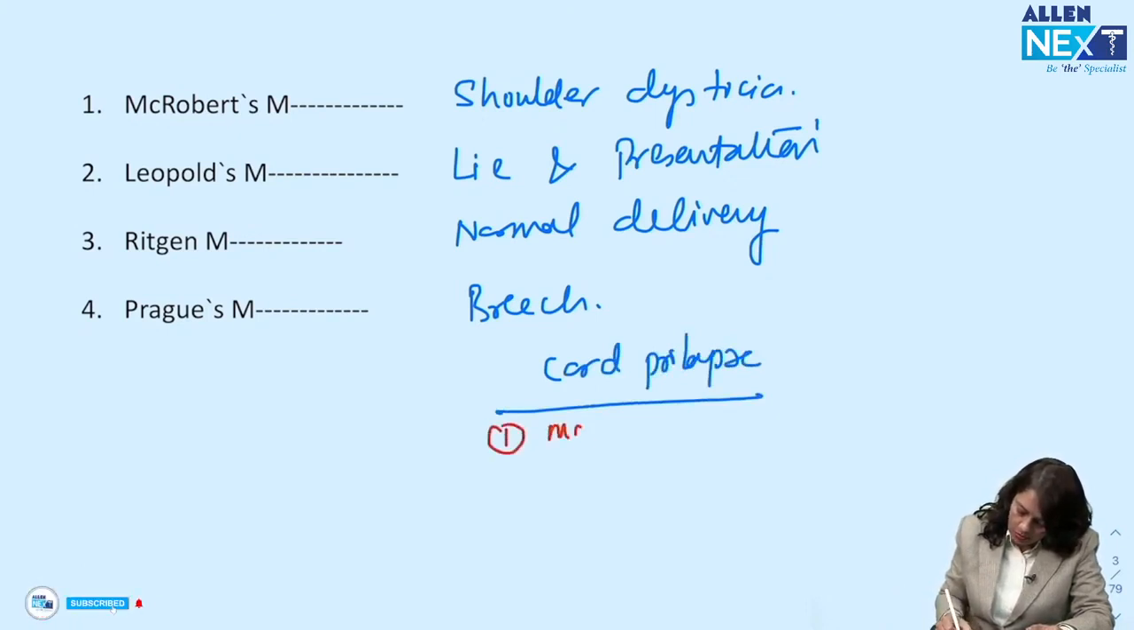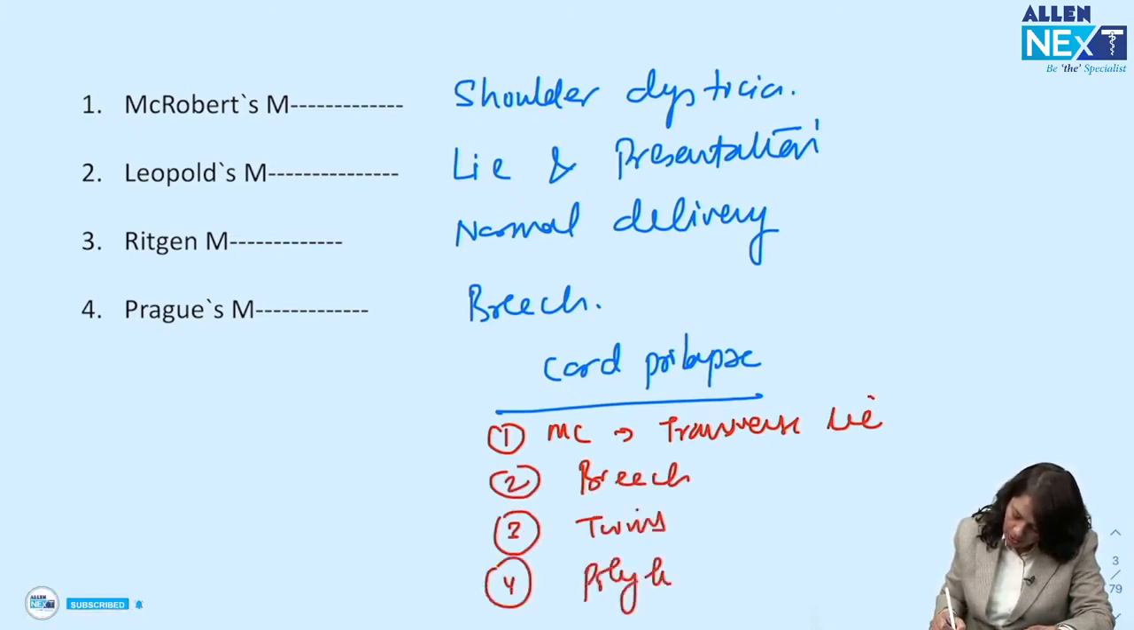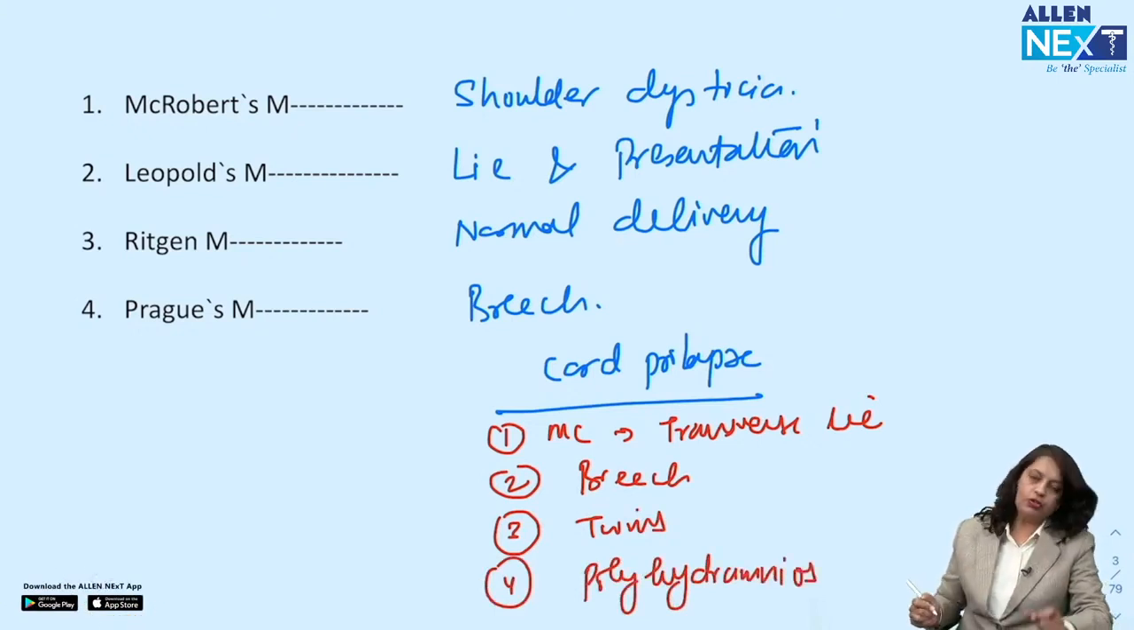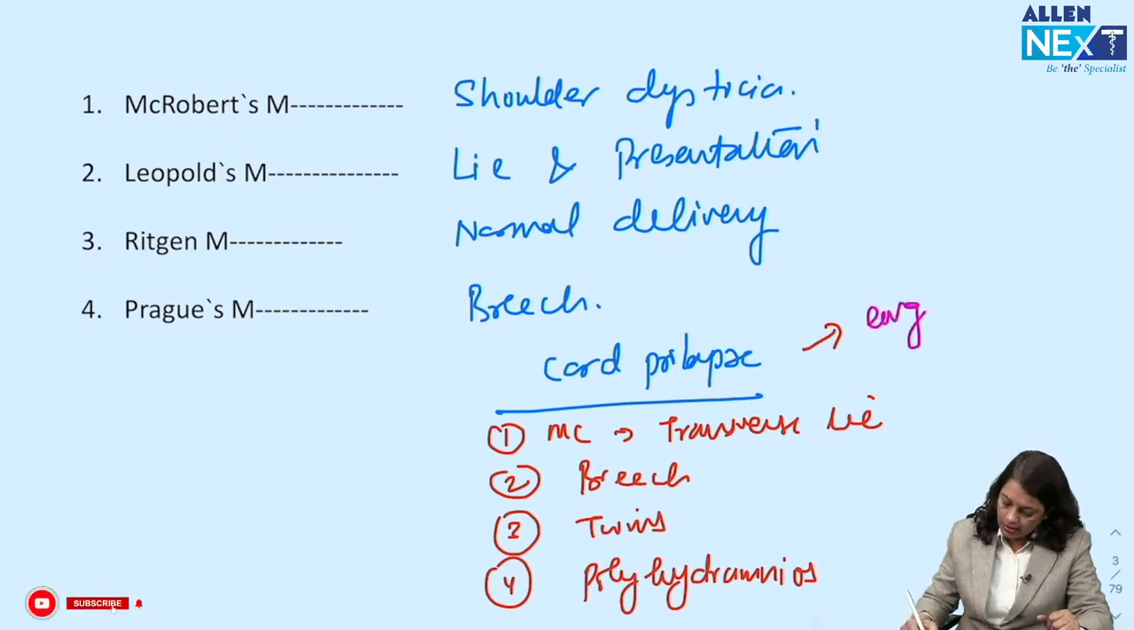Number 1, most common is transverse lie, next is breech, then twins, and then polyhydramnios. So for cord prolapse, I would say always an emergency cesarean section is the best.